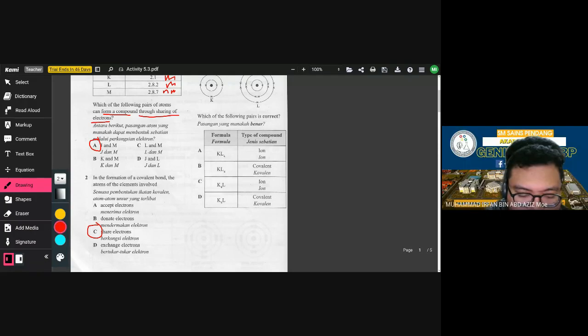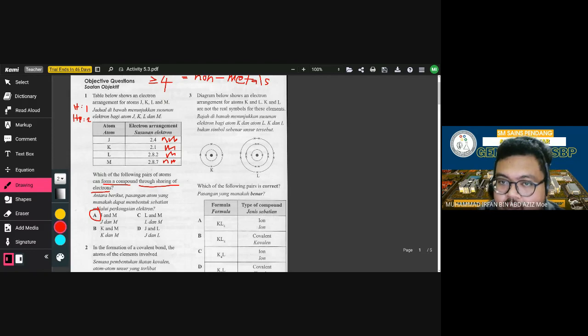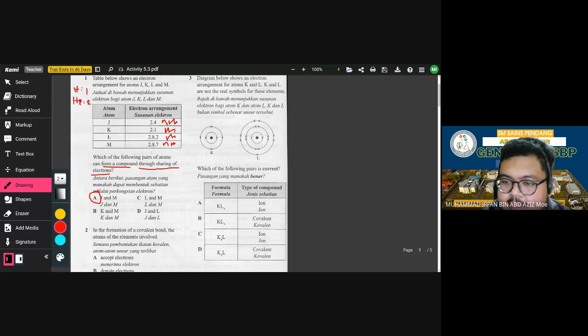Sekejap. Okay, soalan 3. Okay, diagram below shows an electron arrangement for atoms K and L. So, which pairs is correct? K ni ada 1, 2, 3, 4 valence electron and 1, 2, 3, 4, 5, 6, 7 valence electron untuk L.